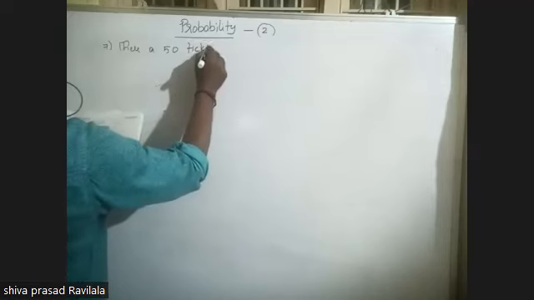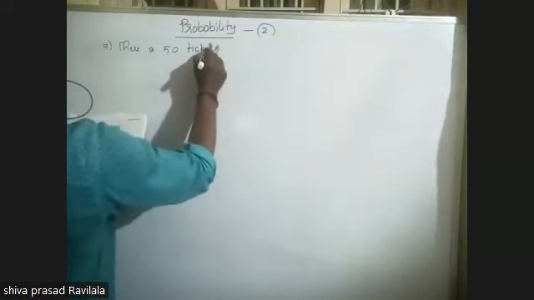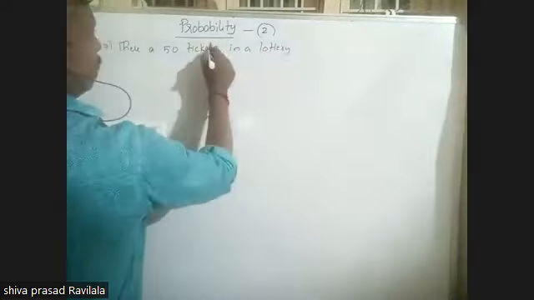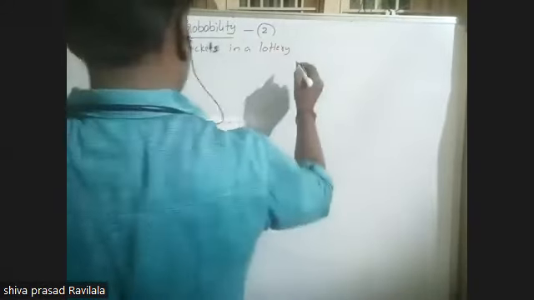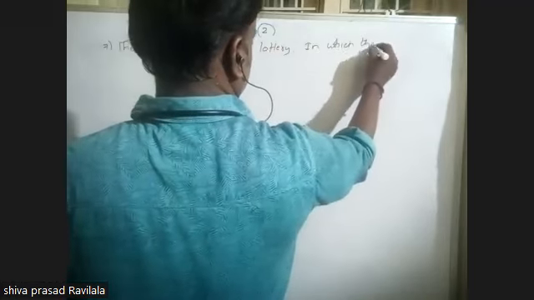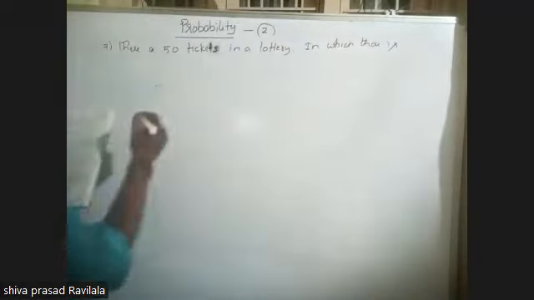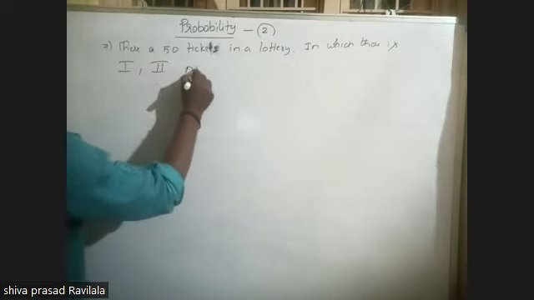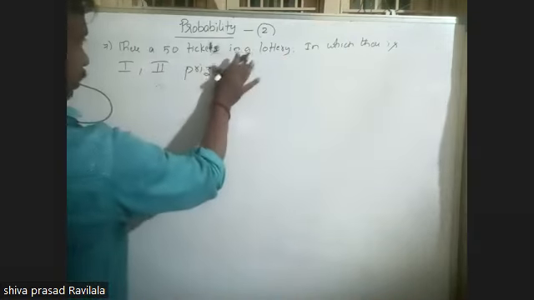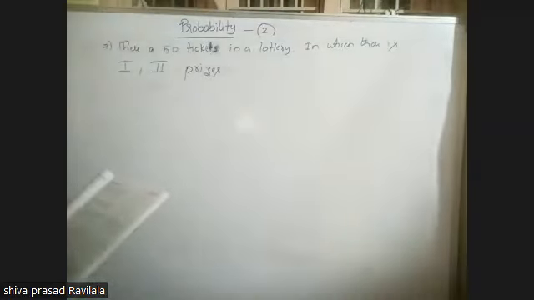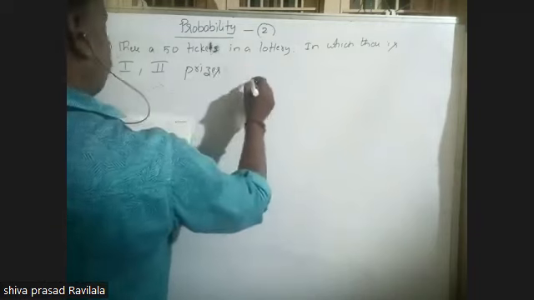50 tickets in a lottery. Consider 50 numbers for convenience, in which there are first and second prizes. There are 2 prizes, first and second prizes. What is the probability of a man drawing a prize if he won 5 tickets?